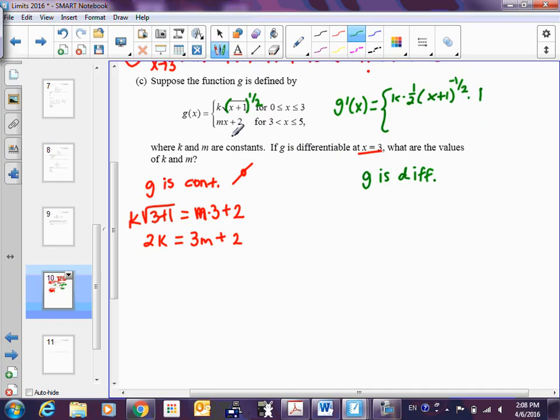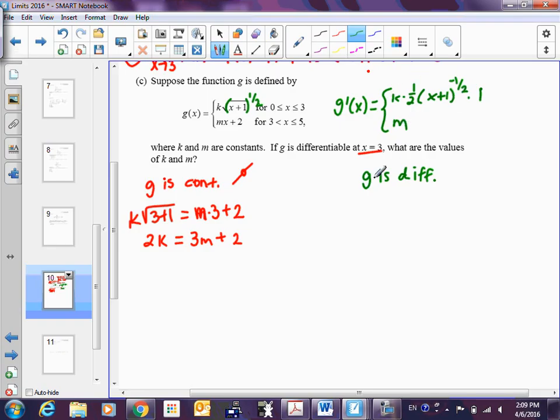The bottom piece is actually much easier to derive. Remember, m is a number, so think of m as like 5. What would the derivative of 5x plus 2 be? 5, right? So mx plus 2 would have a derivative of m. Does that make sense? If that had not had an x next to it, we would have said 0 here.